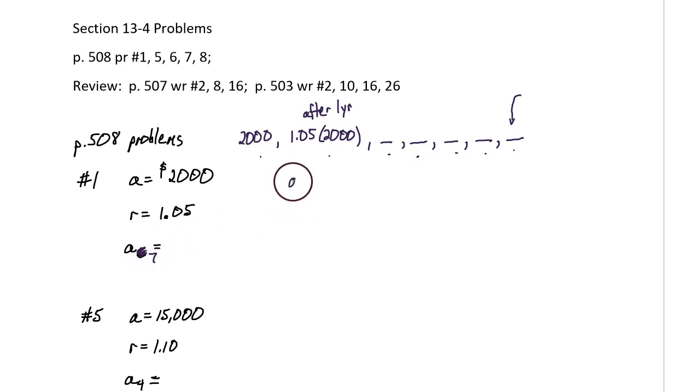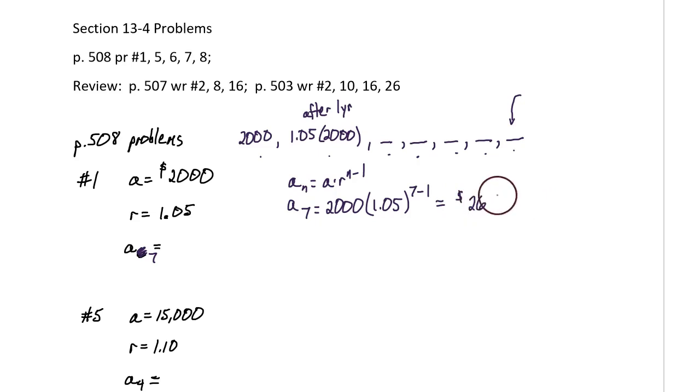So let's use the general formula for a geometric sequence. A sub n equals A times R to the n minus 1. And we want to find A sub 7. So fill in 2,000 for A, 1.05 for R, and 7 for n. And then evaluate this on a calculator. That's $2,680.